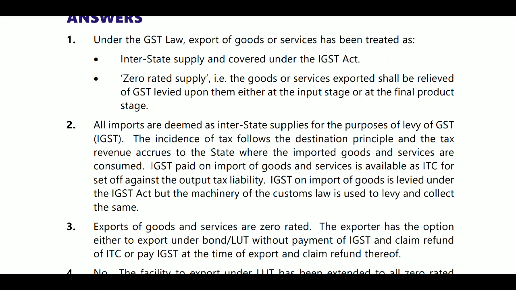Here the incidence of tax arises where the destination principle takes place, and the tax revenue accrues to the state where the imported goods and services are consumed. That state is liable to pay tax in case of imports. And the IGST paid on import of goods and services is available as ITC for set off against output tax liability. So you may set off that output liability.